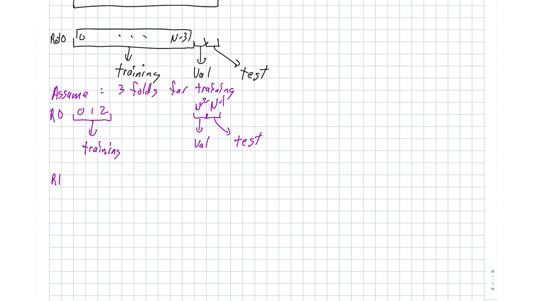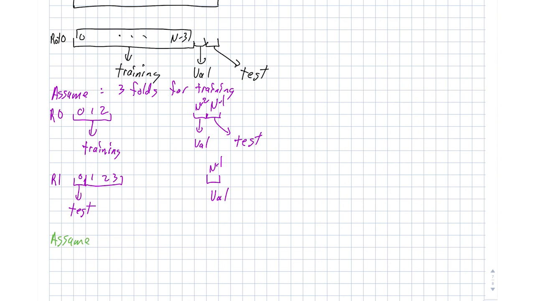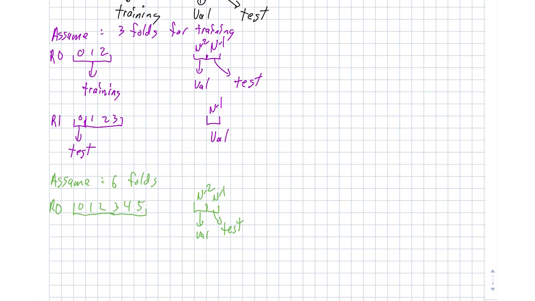Rotation 1 looks just the same. We just shift everybody over to the right, wrapping around. So rotation 1 gets these three here, so 1, 2, and 3. Validation gets n minus 1. And testing gets 0. If we instead had, let's say, six folds, then rotation zero looks like this. We have 0, 1, 2, 3, 4, and 5, which is right there. Validation is right here at n minus 2. And at n minus 1, we have test. And again, everything shifts over. When we get to rotation 1, we shift everything over by 1 plus the wraparound.